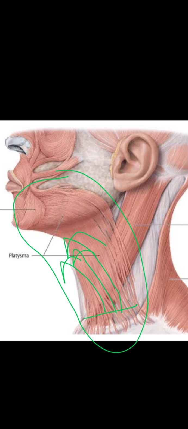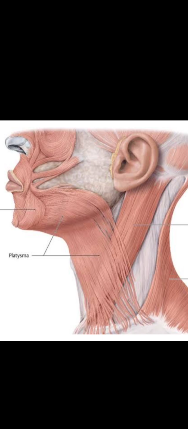Since the fibers are running upwards and medially, some fibers would be inserted onto the base of the mandible. See, here you have your mandible. Some are being inserted on the lower border of the mandible, some are being inserted over the lower face and lower lip, and some fibers may be continued with the risorius muscle, which we have just studied.